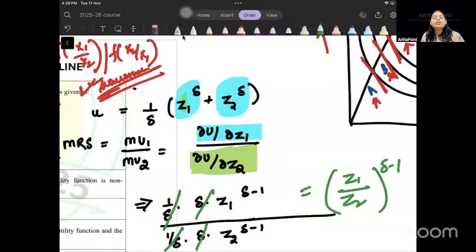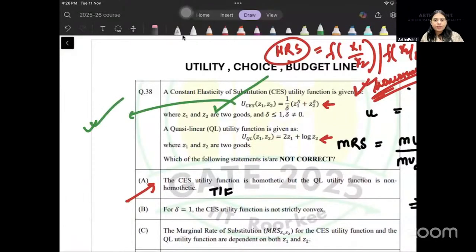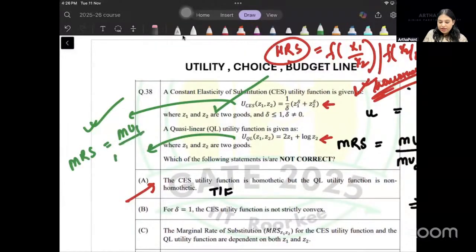It is a ratio. It's a function of the ratio of z1 and z2. So we can go ahead and say that this is homothetic. Yes. Now find the MRS here. So it is mu1 by mu2.